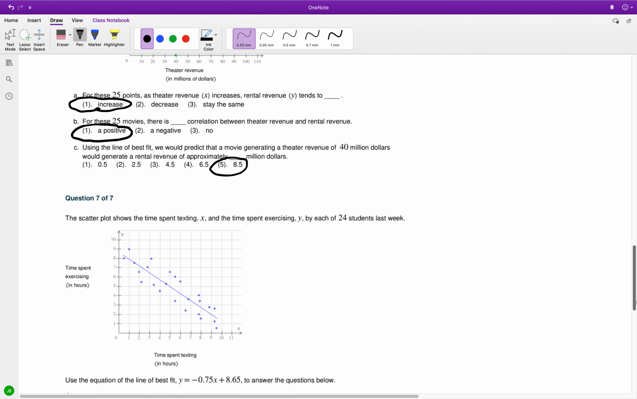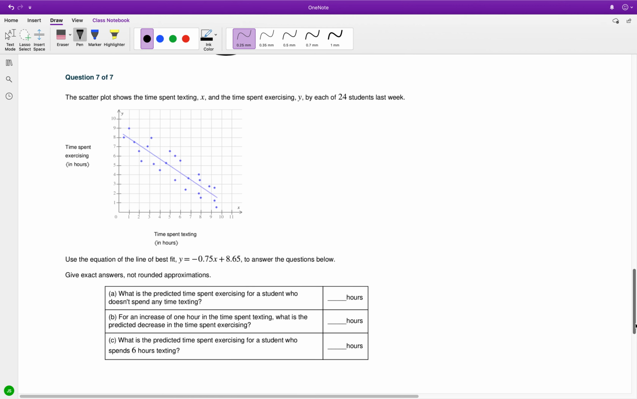Now, for question number 7, we have a scatter plot, and this is going to have a downward slope. It says to use the equation of the line of best fit, where y is equal to negative 0.75x plus 8.65. This scatter plot shows the time spent texting x and the time spent exercising y by each of 24 students last week. It asks, what is the predicted time spent exercising for a student who doesn't spend any time texting?